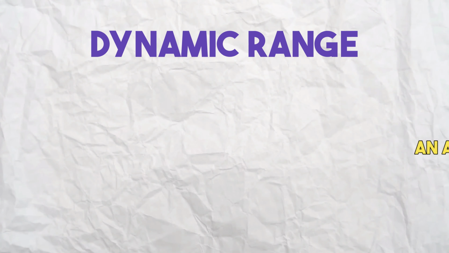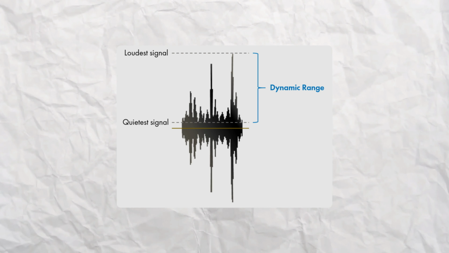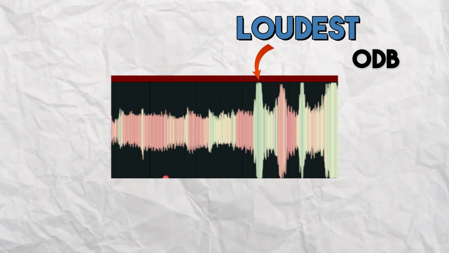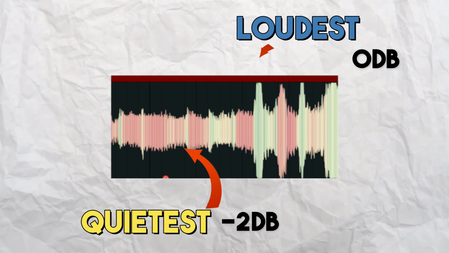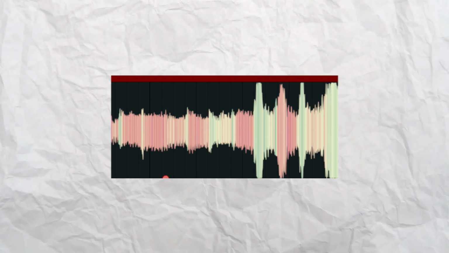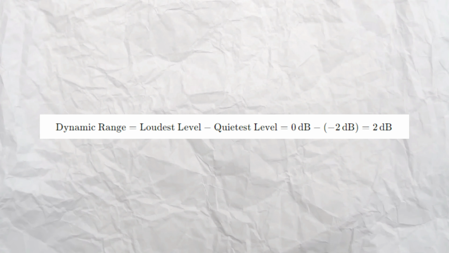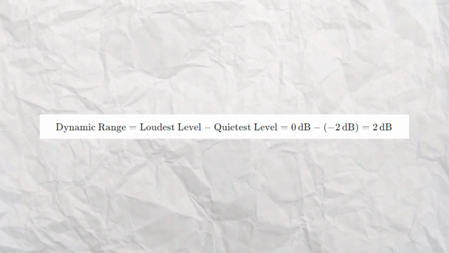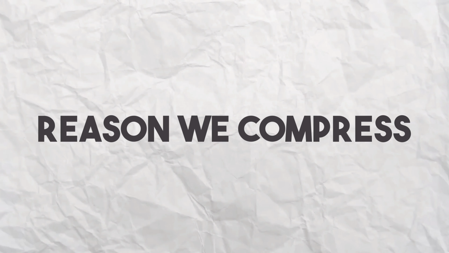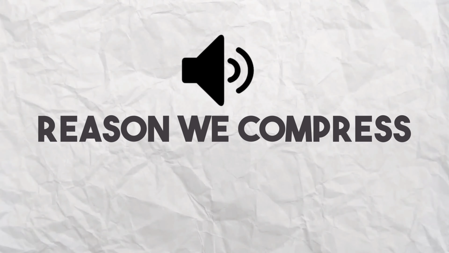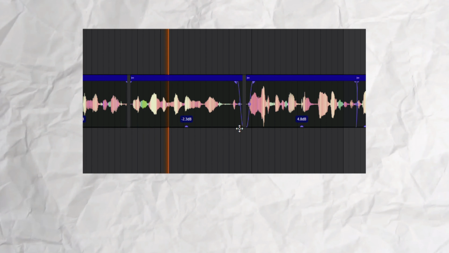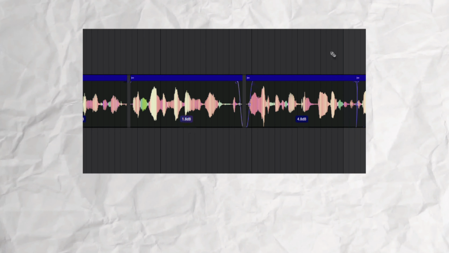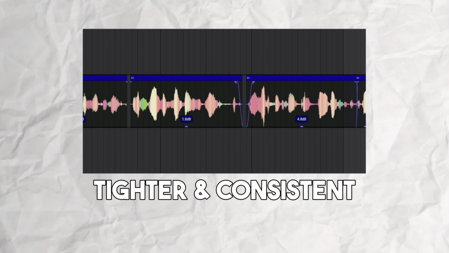In other words, the dynamic range is the difference between the loudest and the quietest part of audio. In this audio, the loudest is 0 dB and the quietest part is -2 dB. So the dynamic range of this audio is the loudest part minus the quietest part, which is 2 dB. And the reason we compress is that we want this difference or this back and forth to be more manageable and more controlled. When a sound has less dynamic range, it's easier to focus on and pay attention to because it feels tighter and more consistent.